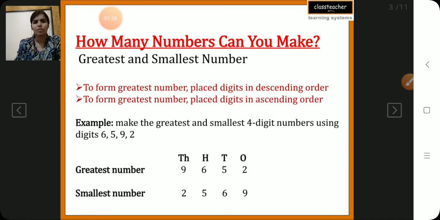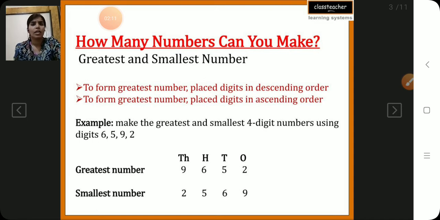Greatest, smallest. Suppose I am giving you only 2 digits, 1 and 2. So how many numbers can you make with 1 and 2? There are 2 numbers, that means 12 and 21. And I am asking you one question: tell me the greatest 3-digit number and the smallest 3-digit number. All you children know that the greatest 3-digit number is 999 and the smallest 3-digit number is 100.